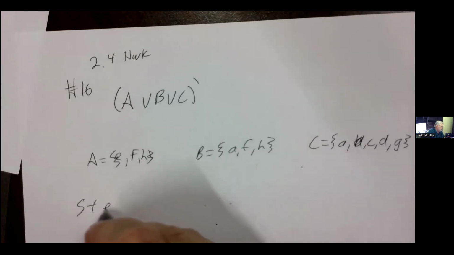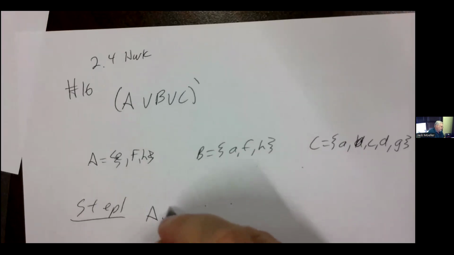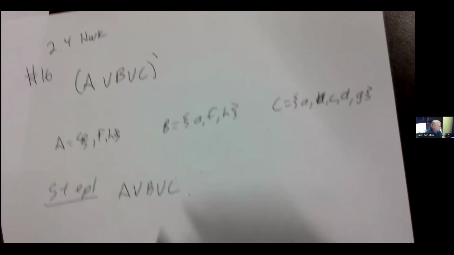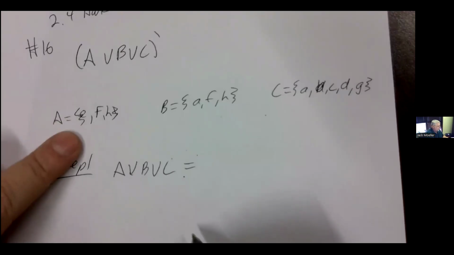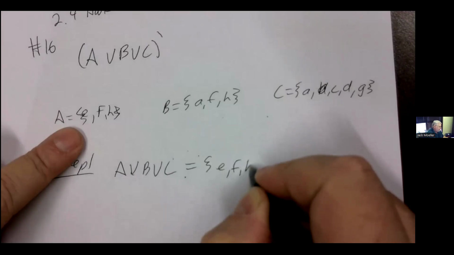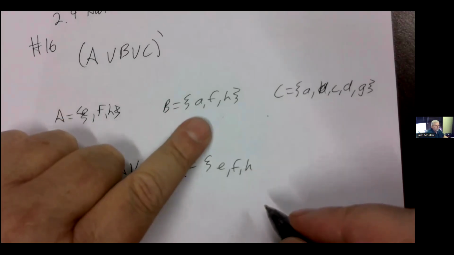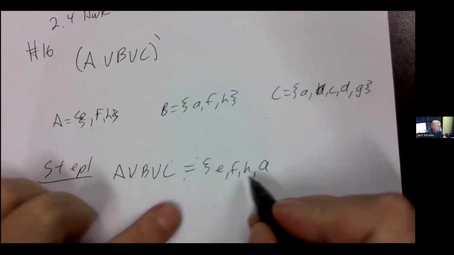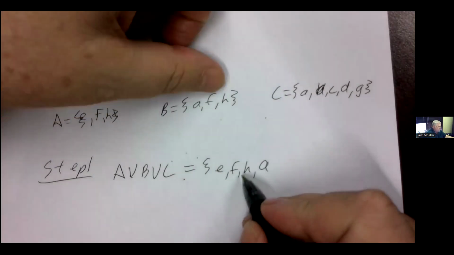All right, so step one, do inside the parentheses. We're going to do A union B union C. So how do we do the union of three sets? List everything in the first one, so we're going to do E, F, H. Go to the second one, list everything in the second that's not already been listed. So we haven't listed A yet. F and H are already there, so we don't need to add those again.